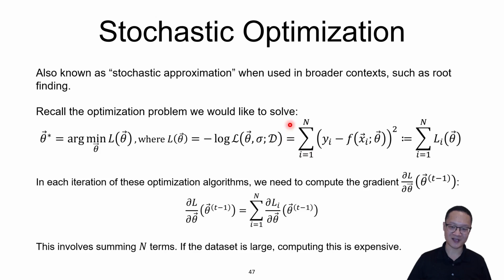The square loss looks like this. Basically, we have a sum over all data points, and for each data point, we take the label y_i minus the prediction of our model, f of x_i, theta, and then we square this error. We can also write that as the sum over all data points, i equals 1 up to capital N, of l_i of theta, where l_i represents the loss contributed by the i-th data point.